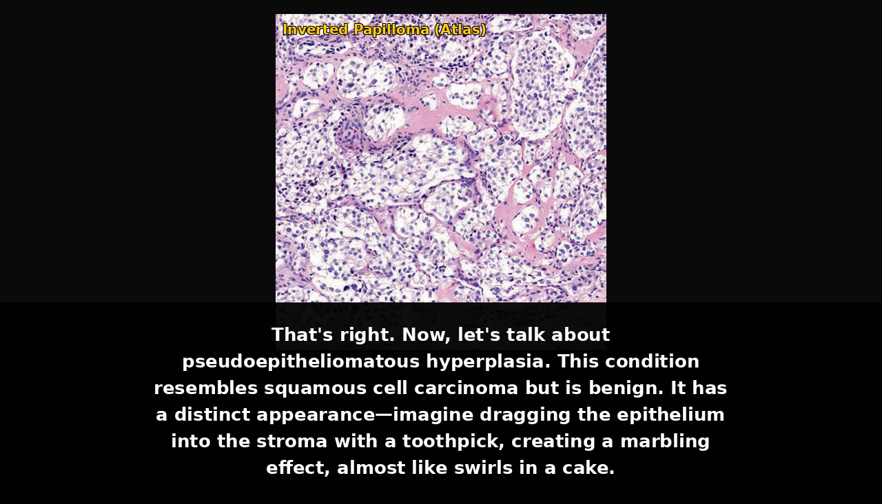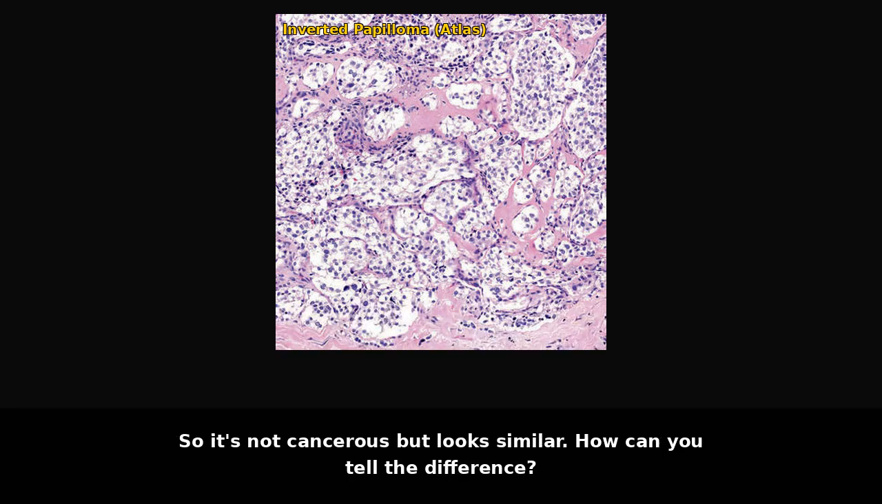And now let's talk about pseudoepitheliomatous hyperplasia. This condition resembles squamous cell carcinoma, but is benign. It has a distinct appearance. Imagine dragging the epithelium into the stroma with a toothpick, creating a marbling effect, almost like swirls in a cake. So it's not cancerous, but looks similar. How can you tell the difference?